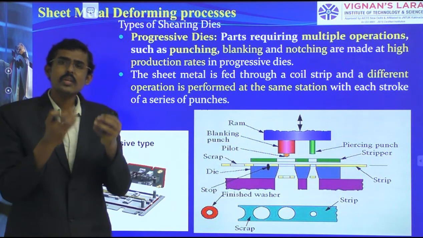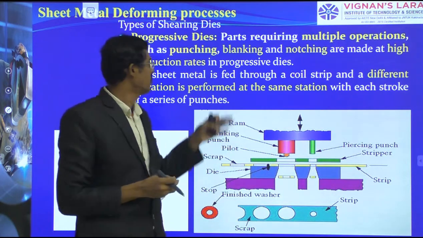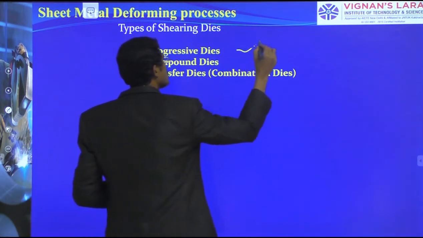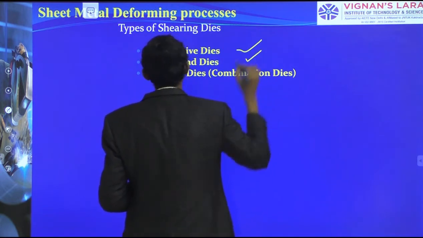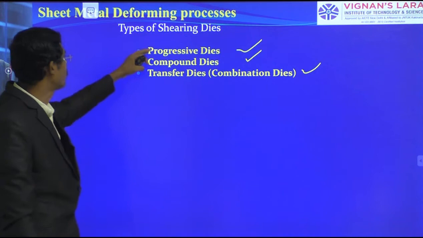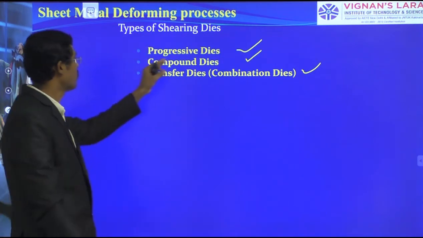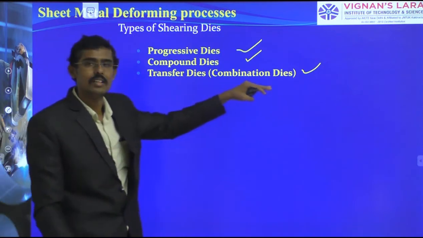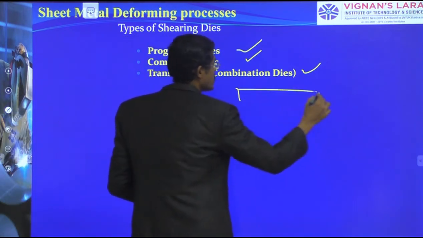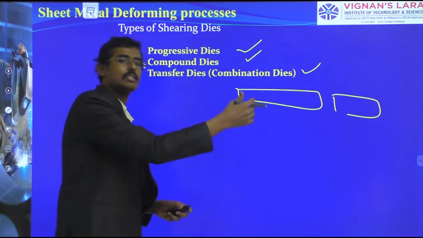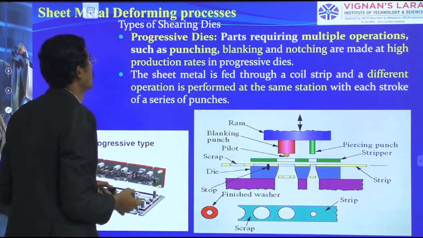We are doing those things using various die operations such as a progressive die, compound die, and a transfer die. The name says everything. The transfer die is the process which is going to travel between one station to another station. So that is called a transfer die. We will see one by one.